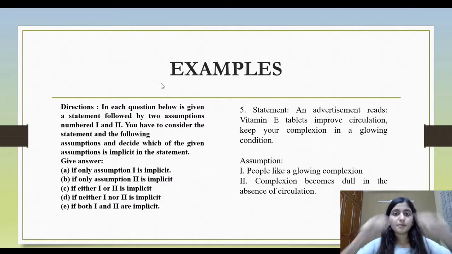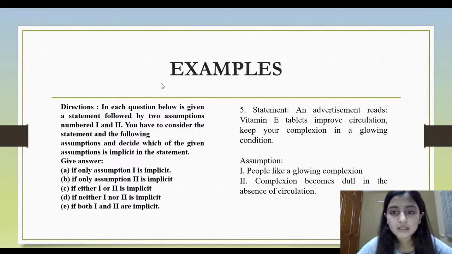And now we come to the last example. The advertisement reads, vitamin E tablets improve circulation, keep your complexion in a glowing condition. Now, guys, remember, this is one of the most typical assumptions questions that you will come across. If there is an advertisement, what is the most basic purpose of an advertisement? That people really want the products that the advertisement is selling. The people really want the features that the ad is selling. That people will actually be attracted by the advertisement which is being made.